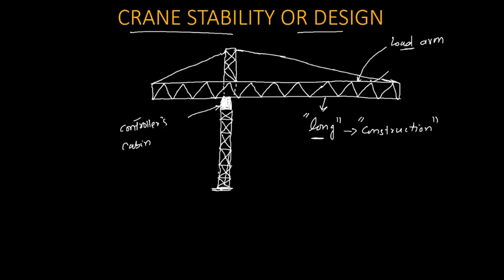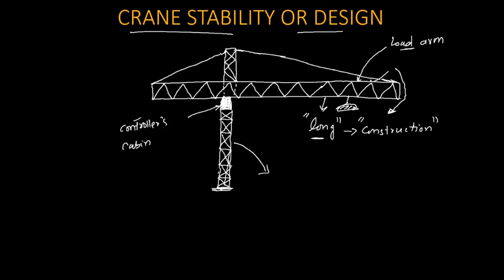Now when a load is applied here, suppose this crane is lifting a heavy block. This heavy block causes the crane to rotate in this direction. So what will happen? If there is no safety mechanism, the crane will topple in this direction. It will rotate, it will collapse in this direction.